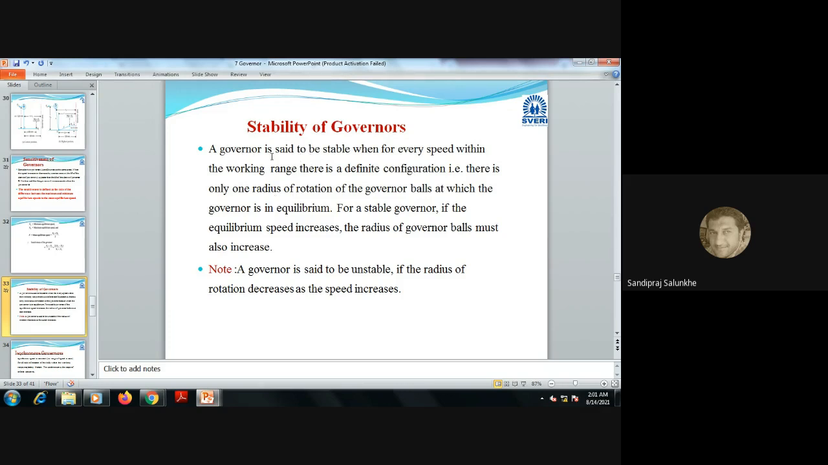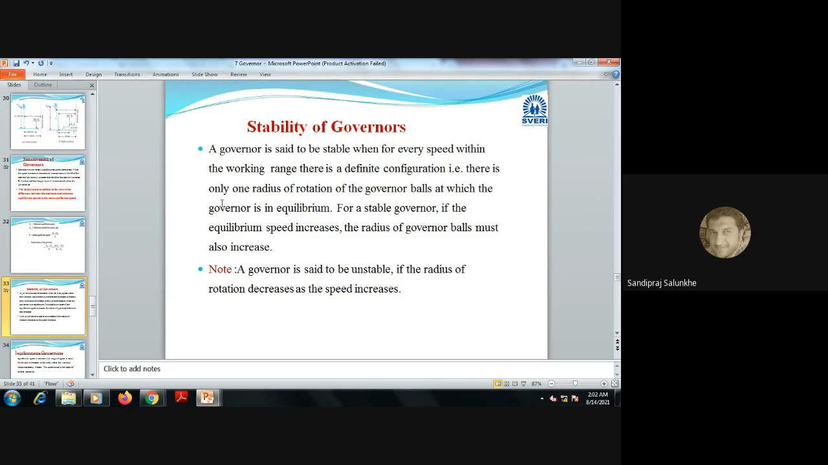The governor is said to be stable when for every speed within the working range there is a definite configuration. म्हणजे प्रत्येक स्पीडला ज्या स्पीड रेंजला तो डिझाईन केलाय त्या स्पीडला एक डेफिनेट कॉन्फिगरेशनला तो फिरतो, लगेच स्लीवला मूव्ह करत नाही. जरा स्पीड वाढलं की स्लीव लगेच मूव्ह झाली, असं जो करत नाही, that governor is called as stable governor, and that phenomenon is called as stability of governor.